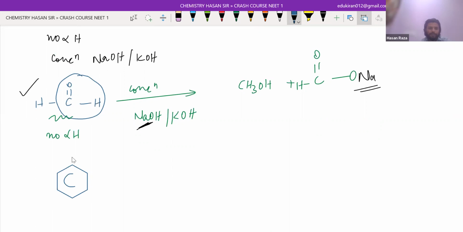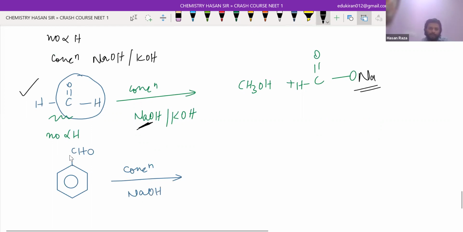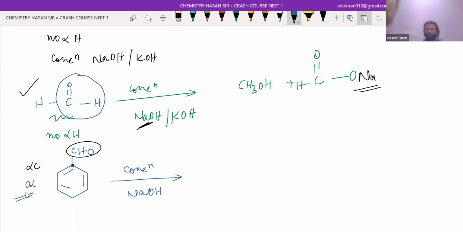So this is your aldehyde, and if you are going to treat this with concentrated NaOH or KOH, I'm going to explain. This is your main functional group. So this is your alpha carbon, and if you look at the alpha carbon, there is no alpha hydrogen. As you can see, this carbon is making 4 bonds, so 0 alpha hydrogen. That means it can show Cannizzaro reaction.